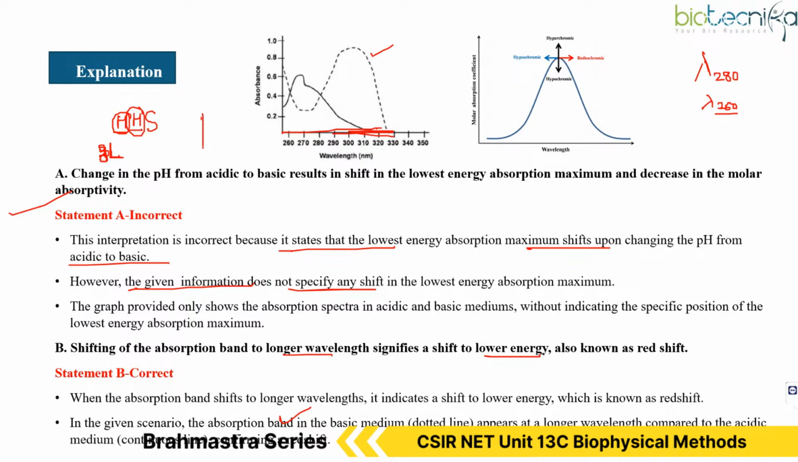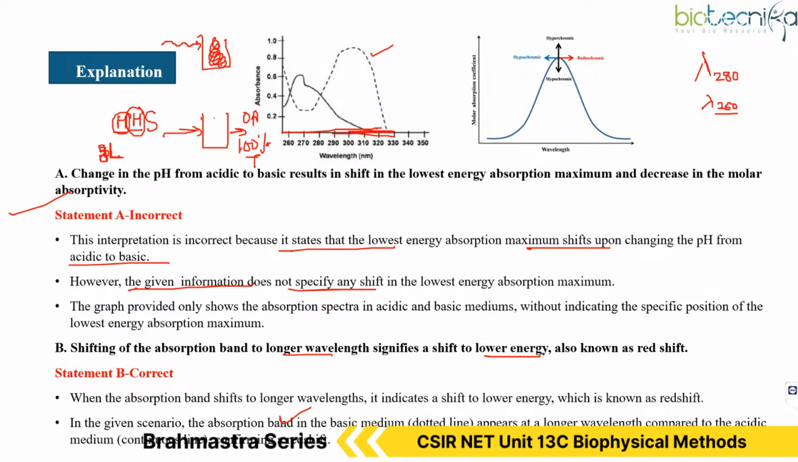Like if you have just a simple example, if you have an empty cuvette and you pass the light through it, nothing will be absorbed, right? All the 100% of light will be transmitted, right? So transmittance 100%, absorbance 0. But if I fill in something inside it, let's say DNA, so what will happen?